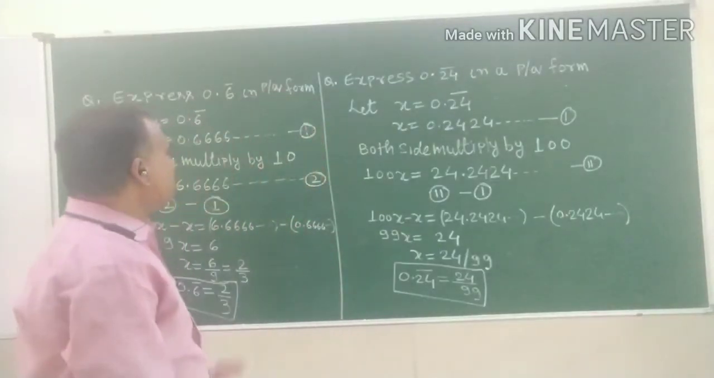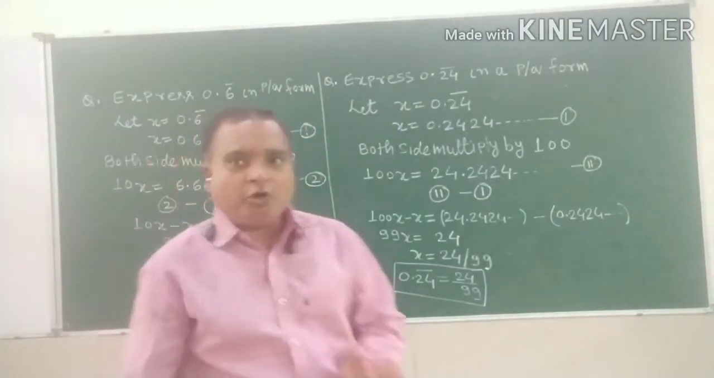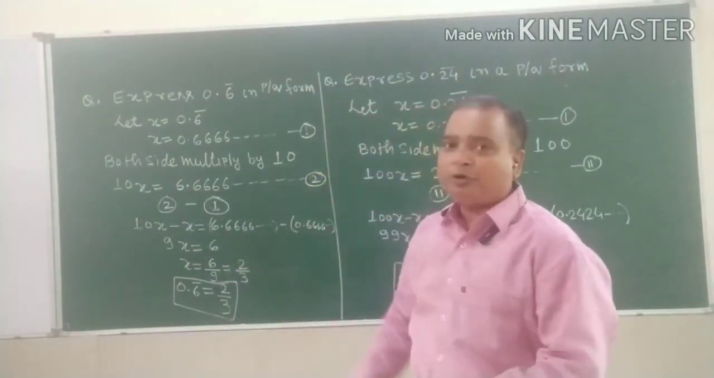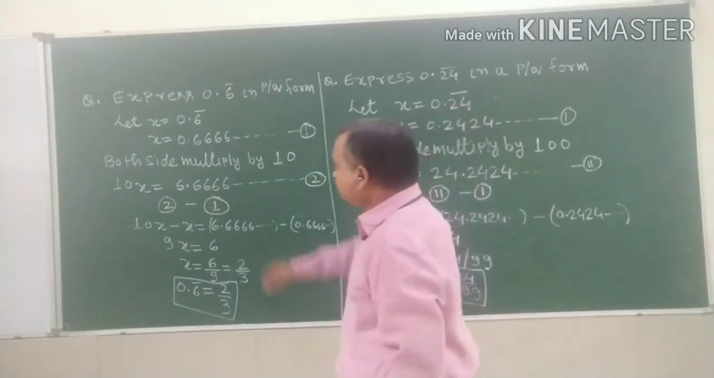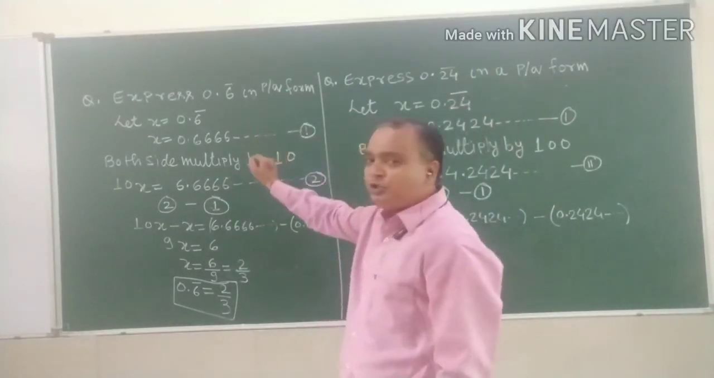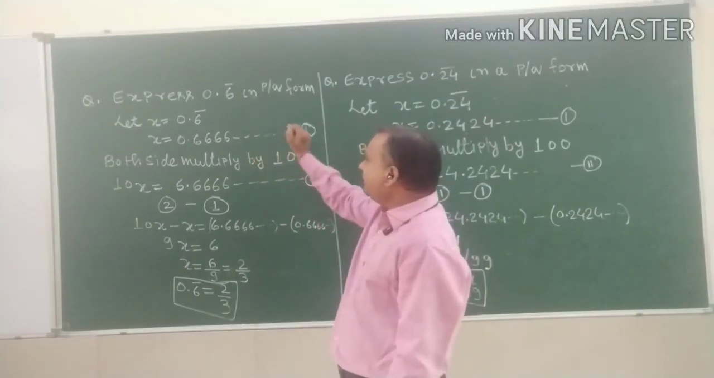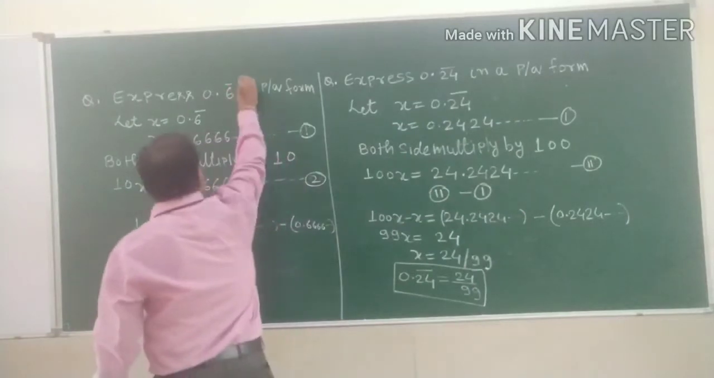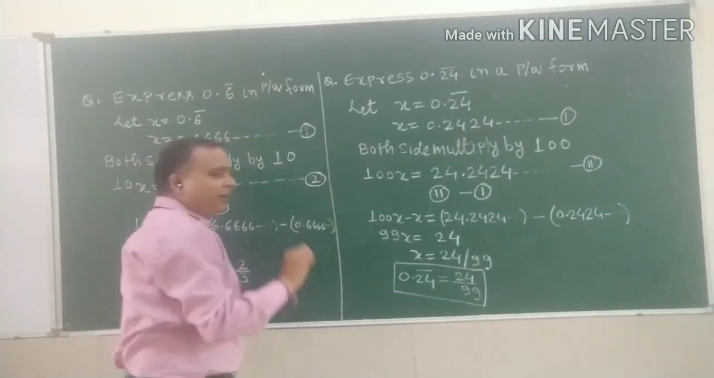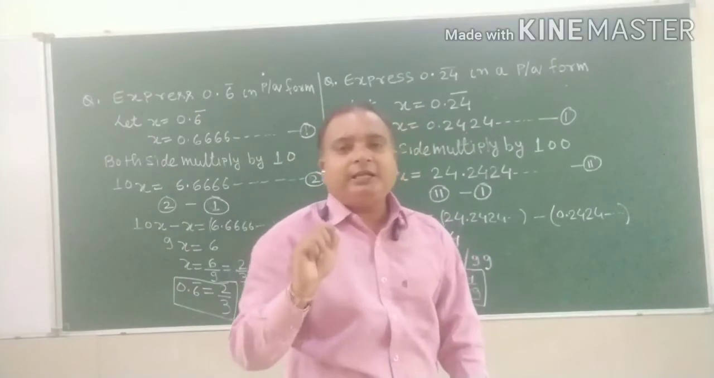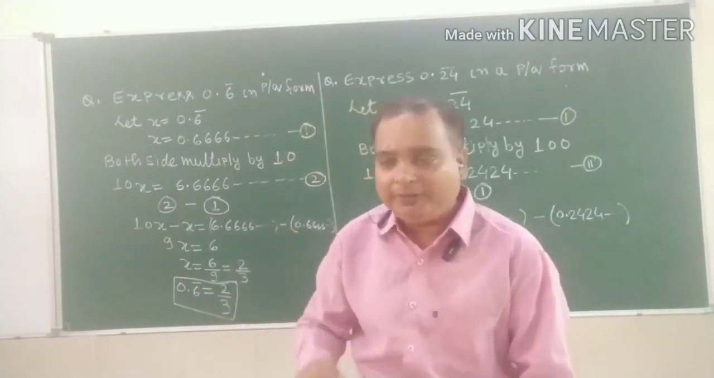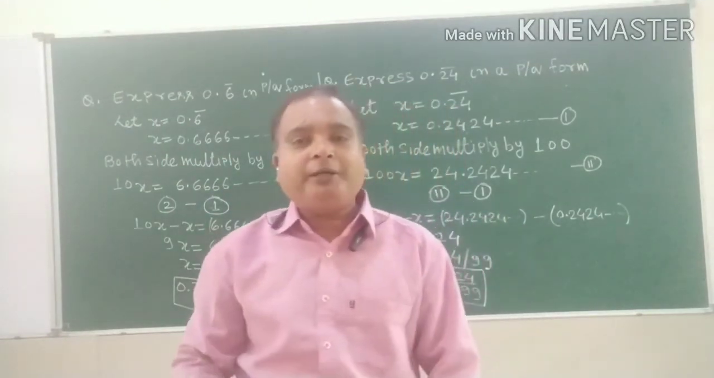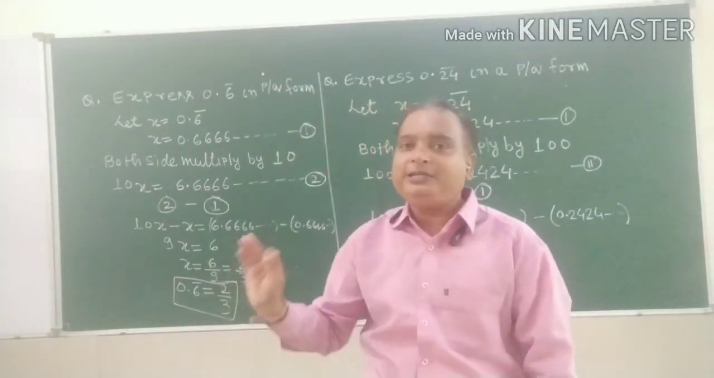Now, the next topic is how can we convert a non-terminating but repeating rational number into the form of p upon q. We have to express 0.6 bar in p upon q form. First, I will explain the meaning of bar or dot. This bar or dot represents the repetition of a particular digit up to infinite times.